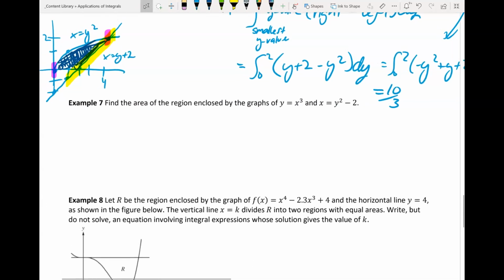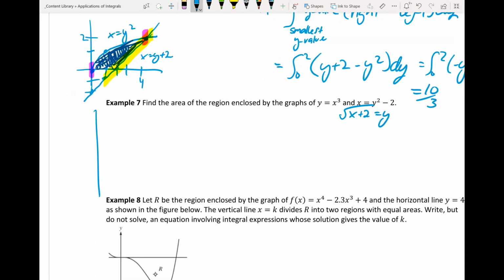Okay, for this next one, we are going to use our calculator to help us. We want to graph y equals x cubed, and we also want to graph x equals y squared minus 2. Your graphing calculator probably likes this better in terms of x, so I'm going to rearrange and solve for y here. And that is what you're going to graph in your graphing calculator instead of x equals y squared minus 2. We just move the 2 to the other side and then square root both sides to solve for y.